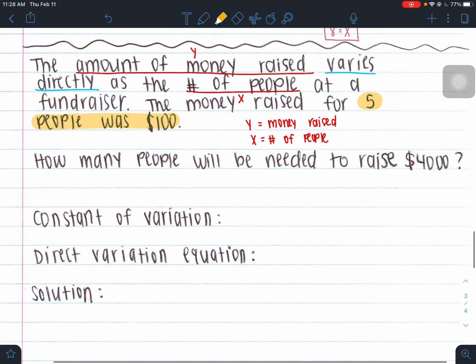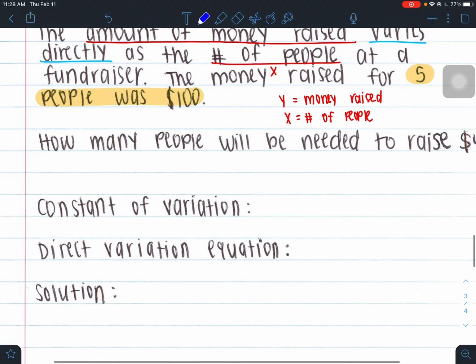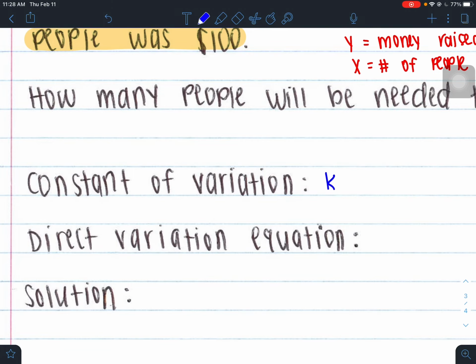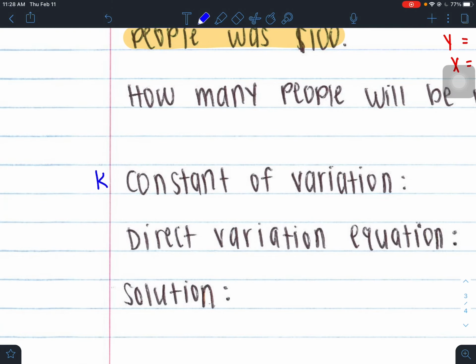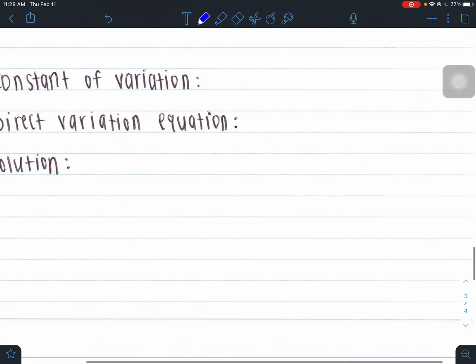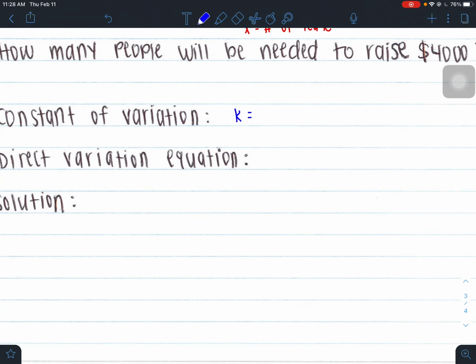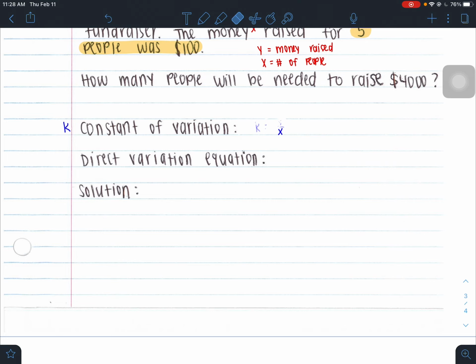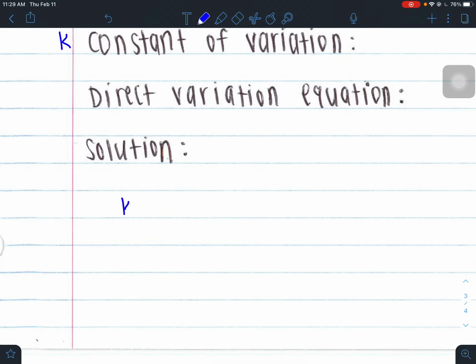Okay, that's important. So first, we got to figure out the constant of variation. Now, what variable represents constant of variation again? That's the letter k. Well, how do you solve for k? To solve for k, that's going to be y divided by x, right? Actually, I'm going to do that down here. Solve for k, it's going to be y divided by x.